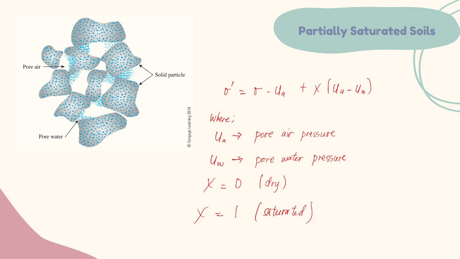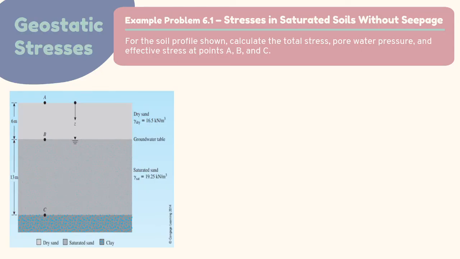So we're done with geostatic stresses. What we'll do next is we'll solve 6 example problems. So let's have example problem number 1. For the soil profile shown, calculate the total stress, the pore water pressure, and the effective stress at points A, B, and C.